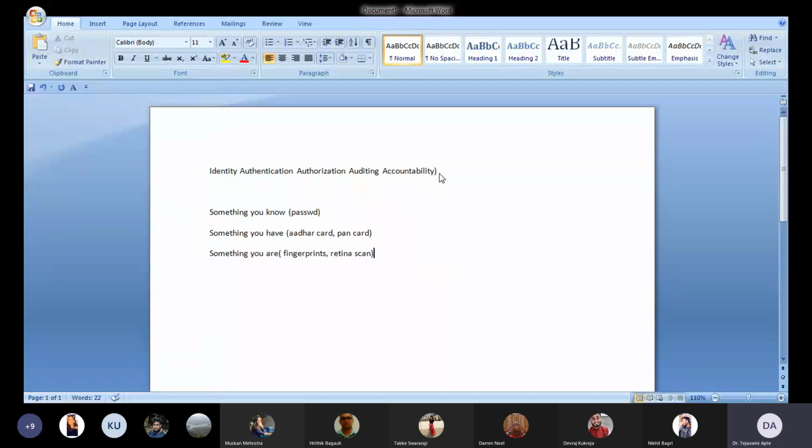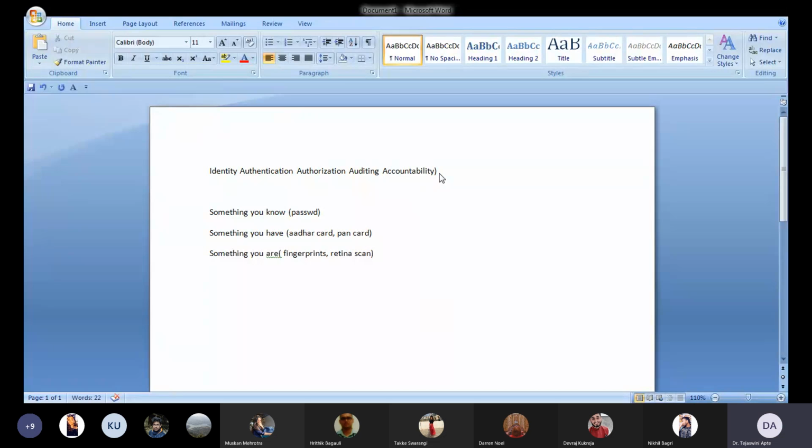So for your application, just take care about the multi-factor authentication. When you say multi-factor authentication, initially I'm going to give the password. For the second factor, I may give my Aadhaar card number. For the third factor, I may provide my fingerprints.